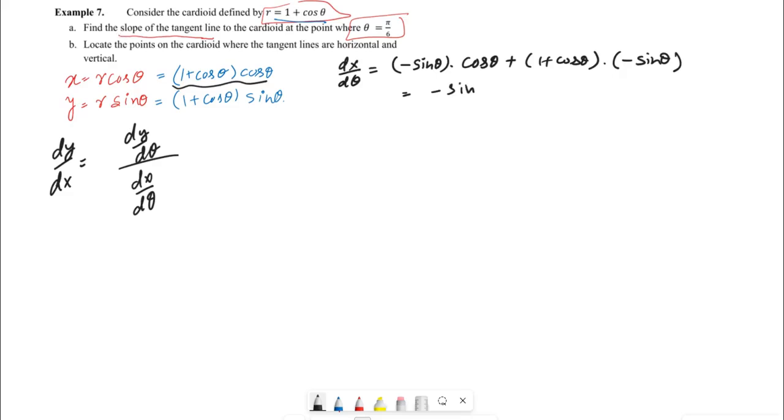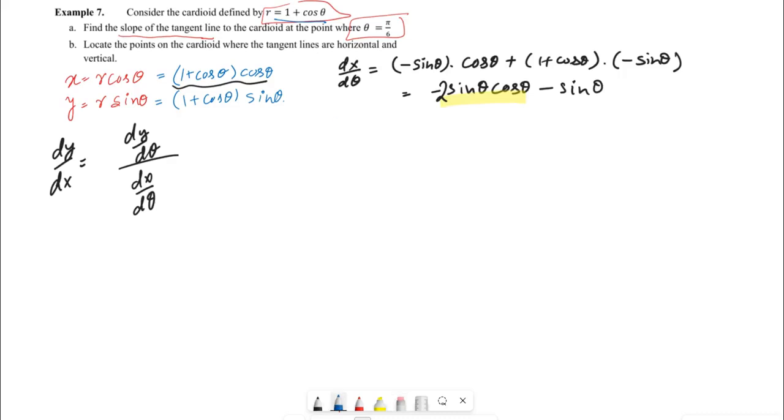negative sine theta cosine theta minus sine theta times cosine theta, by distributing this inside. Okay. Now we know that these two are like terms, so we can just put 2 here and erase that, right? So this is our dx by d theta.